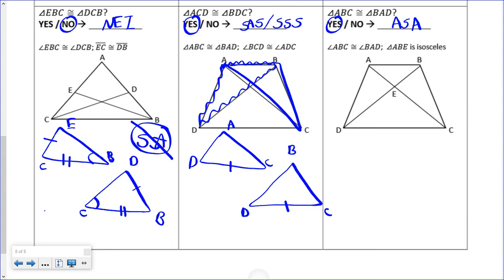Okay, so this triangle has AD. Doesn't the triangle I'm looking at right now also have AD? This other triangle that they're referring to had BC. Doesn't this triangle also have BC? Well, if they're saying that these two triangles are congruent, what do you know about AD and BC?